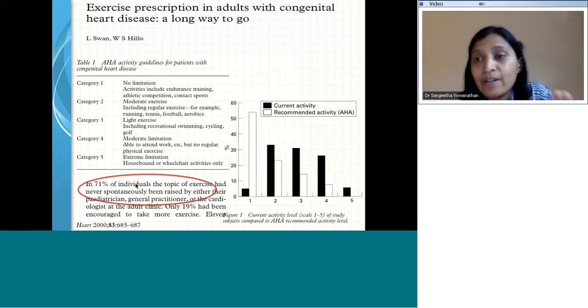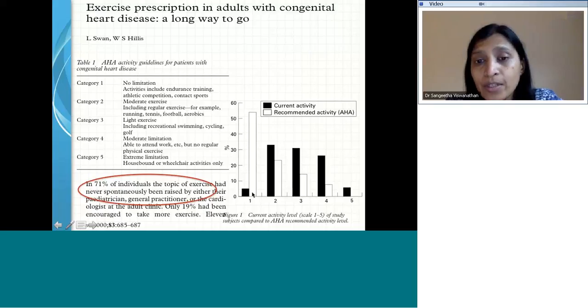This was in the developed world, which had been doing quite a lot of congenital heart disease work for many years. 70% of patients did not have this conversation about exercise with their pediatric cardiologists or adult congenital heart disease specialists. When you look at the graph on the right, this compares the recommended activity level with the actual activity level that the patient was doing. So the empty boxes are the activity levels recommended by the American Heart Association, and the colored in boxes or the dark black boxes indicate the actual activity that the patients were doing.